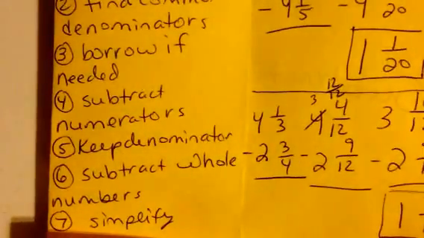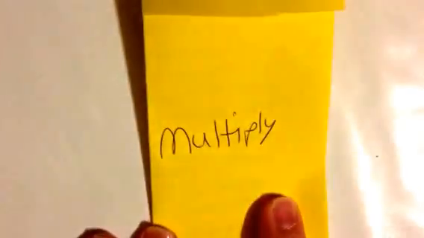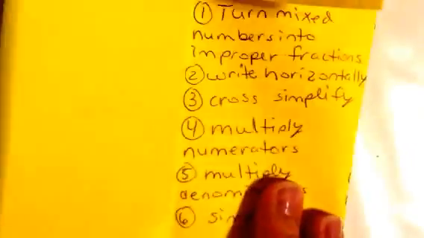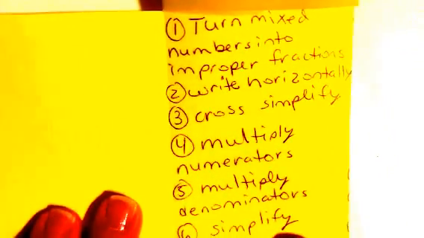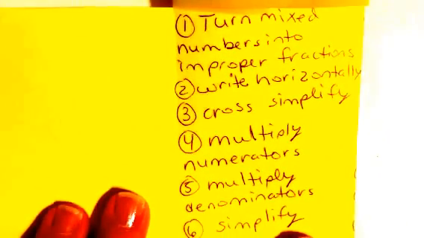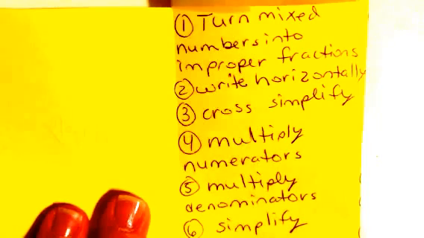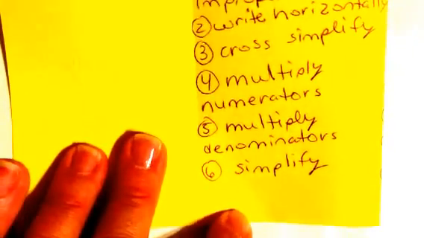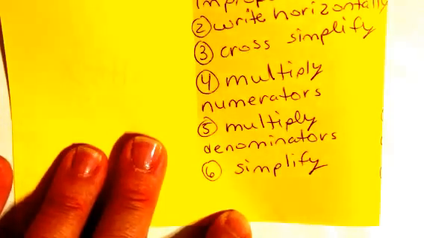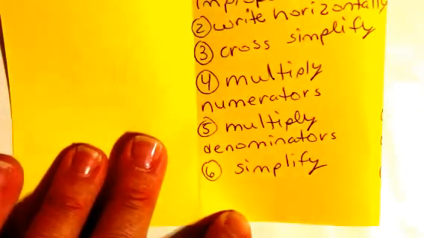All right, now we're going to look at multiplying fractions. So under your multiply tab, we're going to list the steps for multiplying fractions. The first thing we want to do when we multiply fractions is turn any mixed numbers into improper fractions. And this time we're going to write the fractions horizontally. We're going to cross simplify if we can. That's going to make it easier for us in the end. Multiply the numerators, multiply the denominators, and then simplify if we need to.